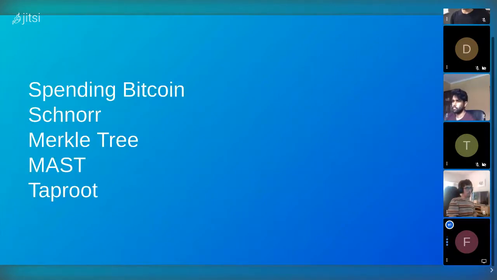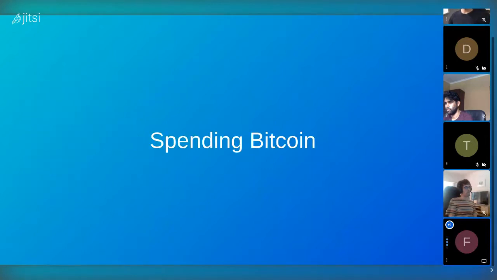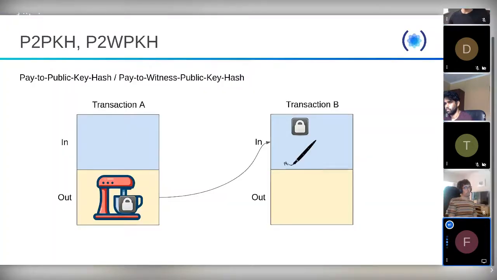So first I will talk quickly about how we spend Bitcoin outputs today. Then quickly talk about Schnorr, Merkle tree, and math, and then we go into Taproot. Just want to give some information first before we jump into actual Taproot. So, how we spend Bitcoin outputs today.